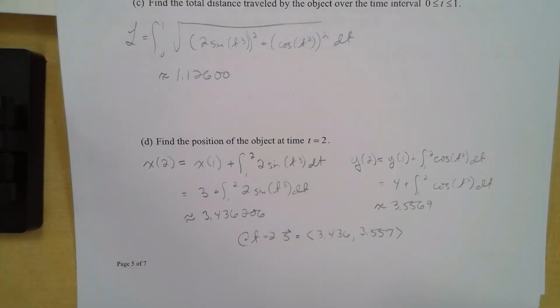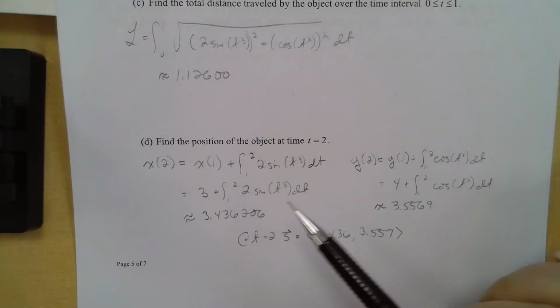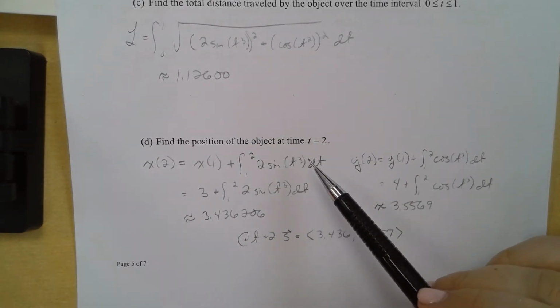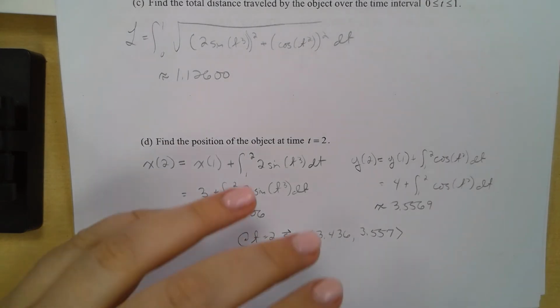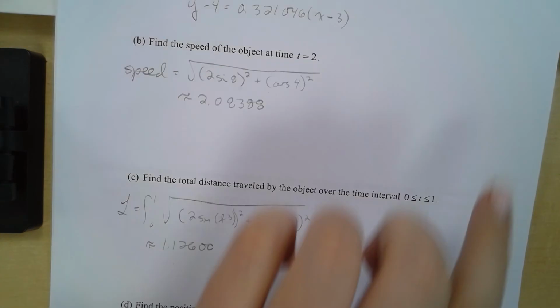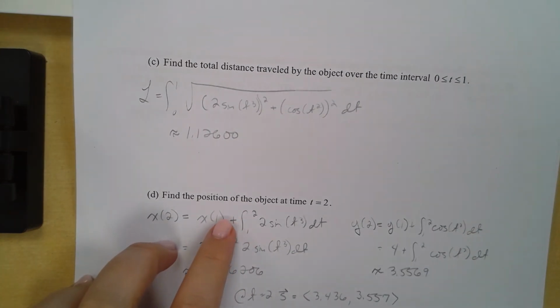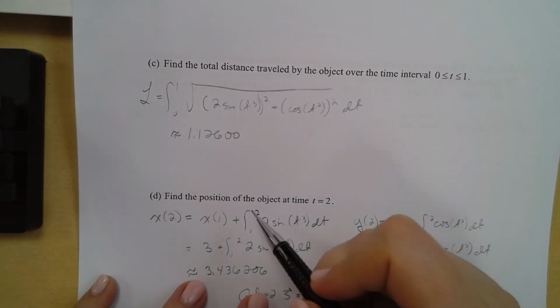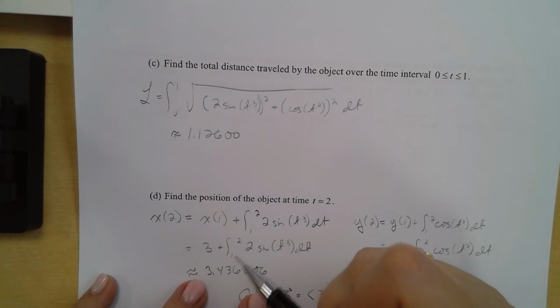All right. Now, if I was given, let's say, initially the position at time t equals 4, and I was asked to find the position at t equals 1, it's okay to integrate backwards and flip these limits around. So that would work as well.